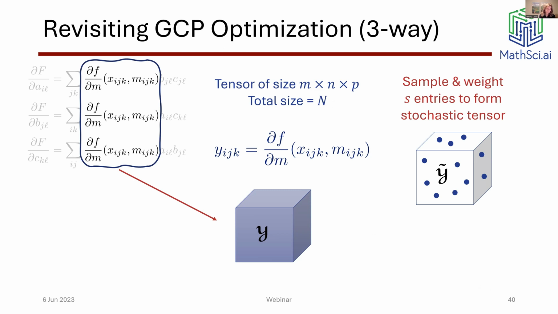And then we're going to get some stochastic tensor Y. We're going to reweight those things so that in expectation, the sample tensor is equal to Y, and the number of non-zeros in this stochastic version of Y is very small. We'll call the number of non-zeros S. The number of samples is much less than or equal to the total size of the original tensor, but we've weighted things so that the expectation of this stochastic tensor is equal to Y.